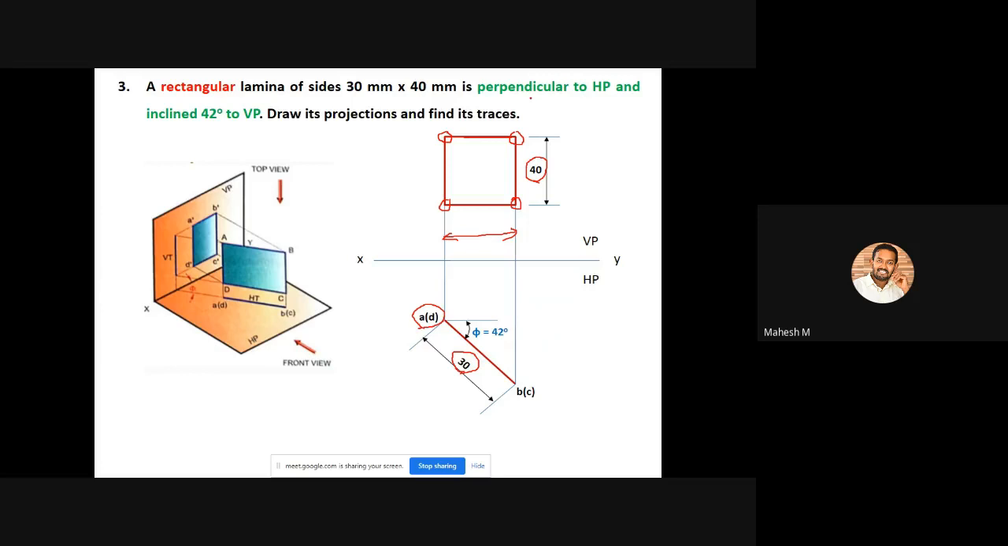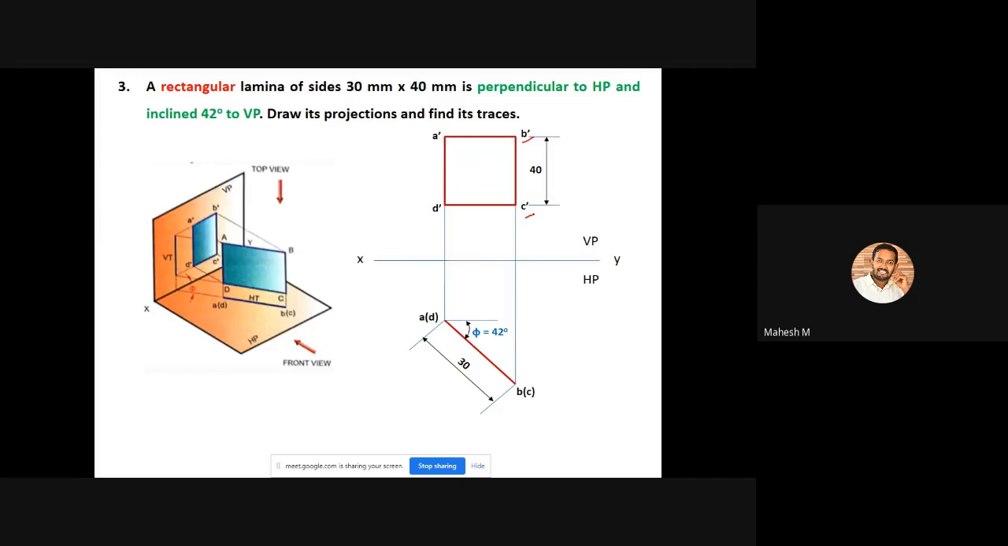So top view, from where will we be looking? From top to bottom. So when looking from top to bottom, you can see the point called A. You can't see the point D. So here you can mark it as A, and here you can mark it as D. Similar to that, here you can mark it as B, and here you can mark it as C. Since it is our front view, you have to mark it as A dash and D dash, B dash and C dash.